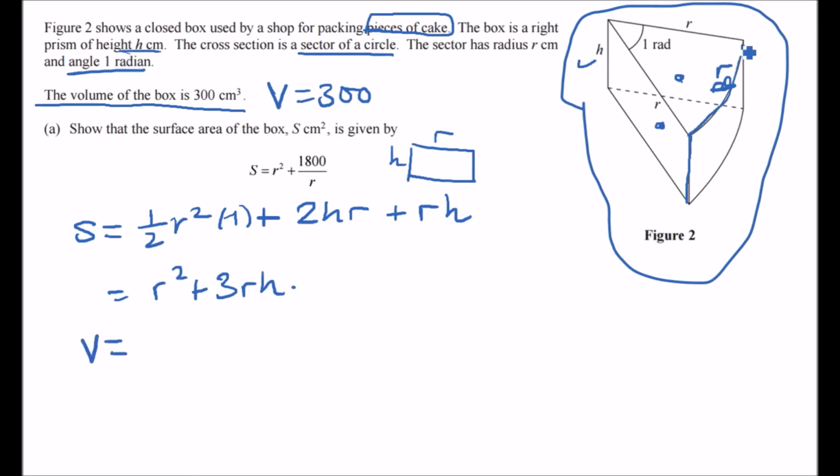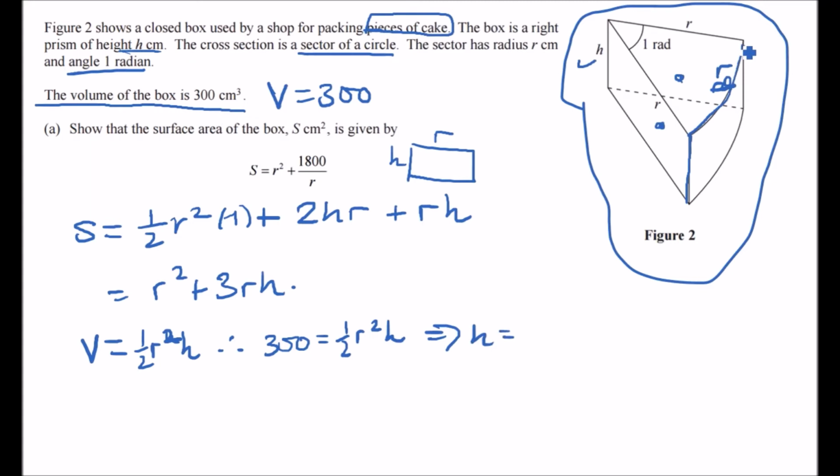We need to find an expression to remove the h here. So you know that the volume is 300. What is the volume of this shape? Well, all we need to do is work out the area of the sector, which we know, and then multiply by the height. So the area of the sector is simply half r squared, so half r squared times the height. And we know that the volume is 300, so we're going to have 300 equals half r squared h. Boom. Now we can make h the subject.